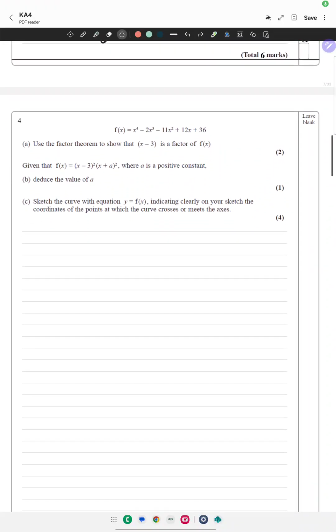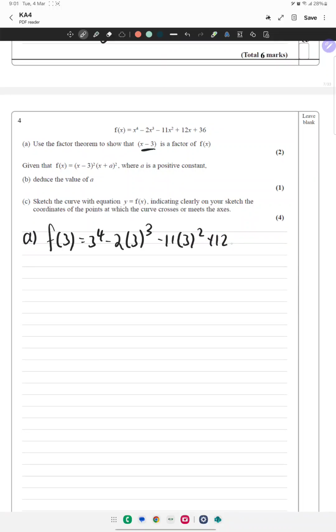So, question 4 of KA4, we have a factor theorem question here. We've got: use factoring to show that x minus 3 is a factor of that function up there. So if we swap the sign of this to make it a plus 3, sub it in, we should get 0 and then make a statement.